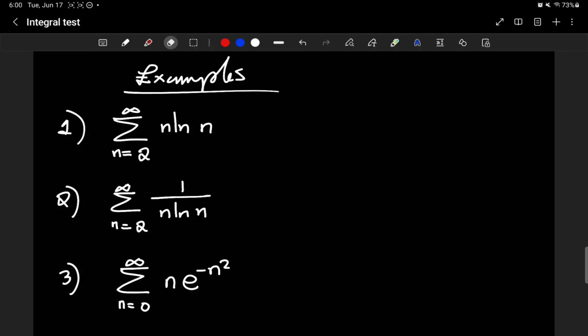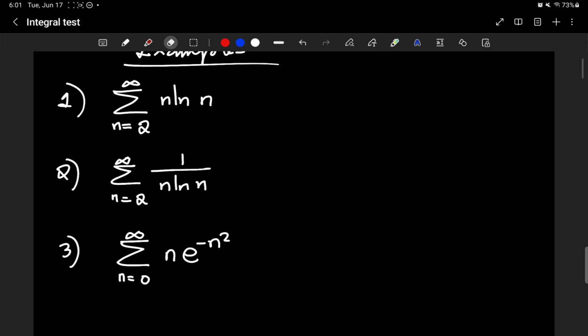Hi all. In this video, we're going to look at the integral test of series. We're going to see how this test can be used to see if a series converges or diverges. We'll look at these three examples. We'll see if the test can be applied to them, and where it can, we'll move on to see how it can be applied to discuss whether a series converges or diverges.